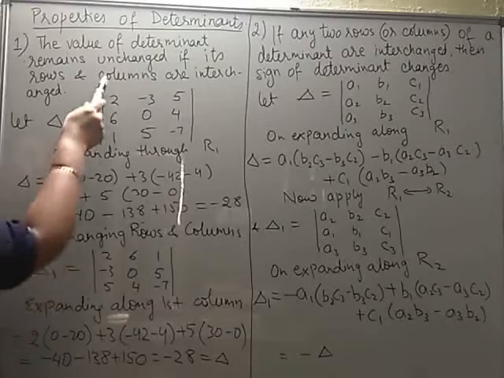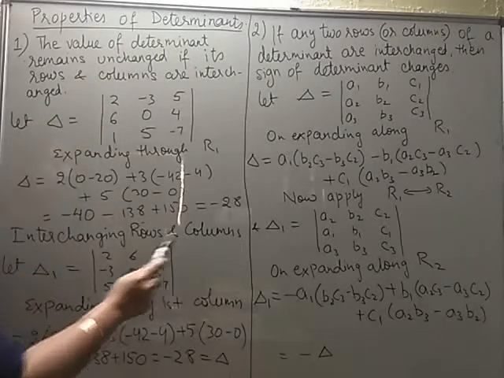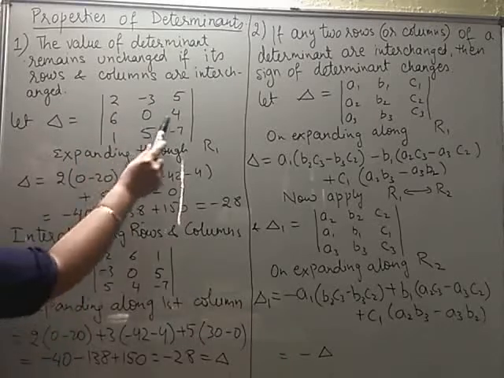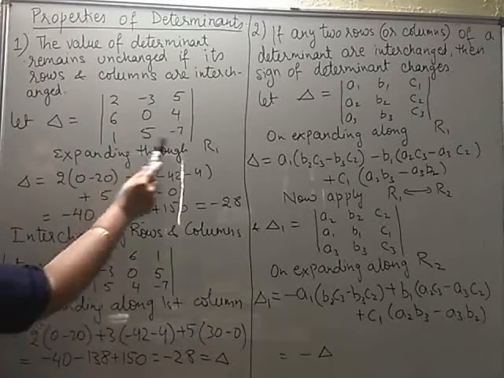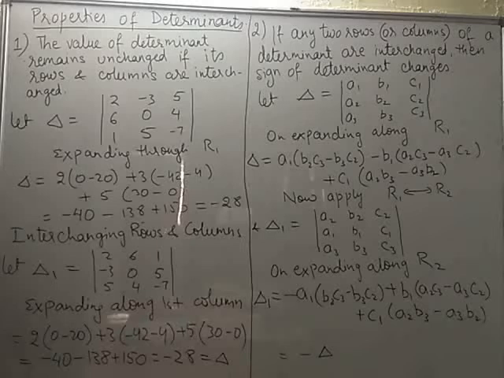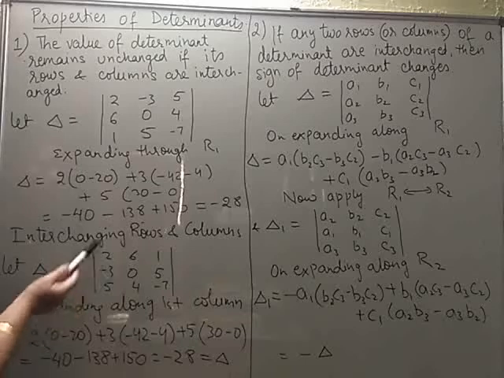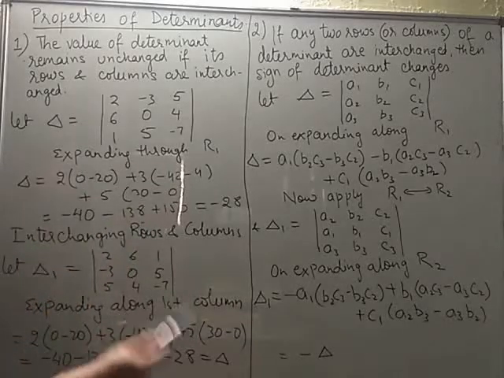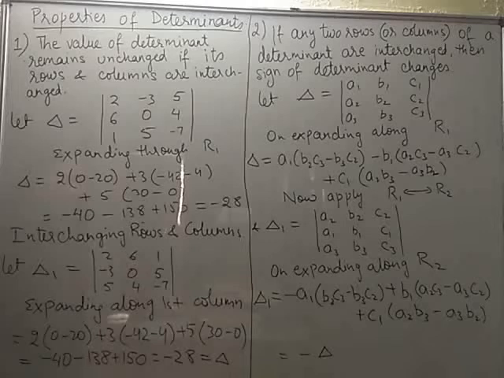Now we will apply the given property. We are interchanging rows into columns. You can see first row is converted to first column, second row into second column, third row into third column. You can expand it through any row or any column. For convenience, I am expanding it through first column so that we get exactly the same expression, though you can go for any row or any column.